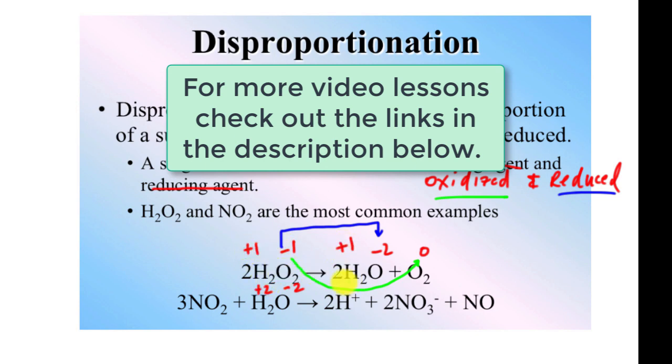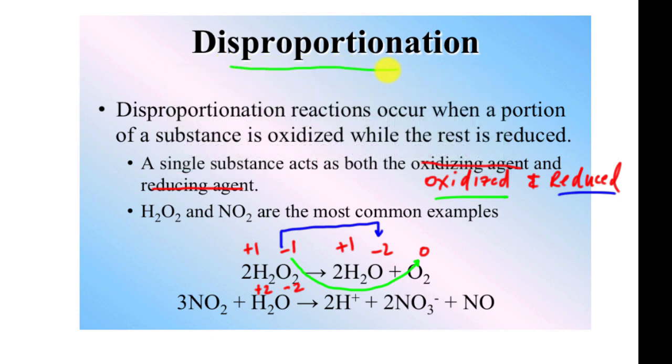Notice the hydrogen doesn't do anything. It just moves as the oxygen makes this change. That's referred to as disproportionation. One substance, the hydrogen peroxide, undergoes both oxidation and reduction.